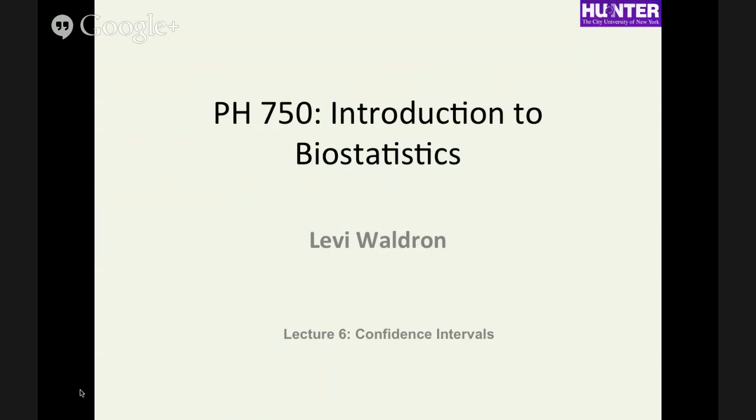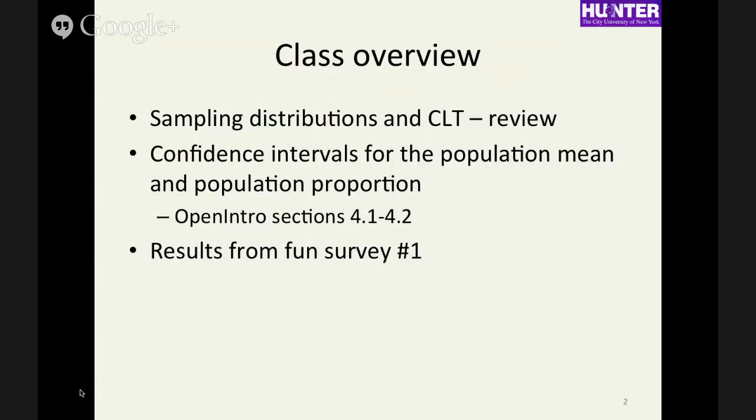Okay, so last class, we dove into the central limit theorem, which is going to form the basis of today's class, confidence intervals, as well as the next few classes on hypothesis testing, the t-test, and all of that. So we're going to start out with a review of the central limit theorem again, just to make sure that you're comfortable with it. And then we'll talk about confidence intervals for a population mean and proportion.